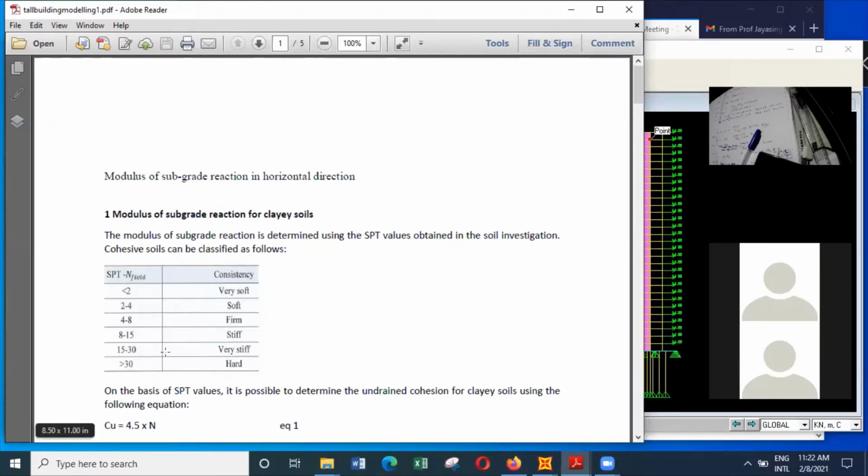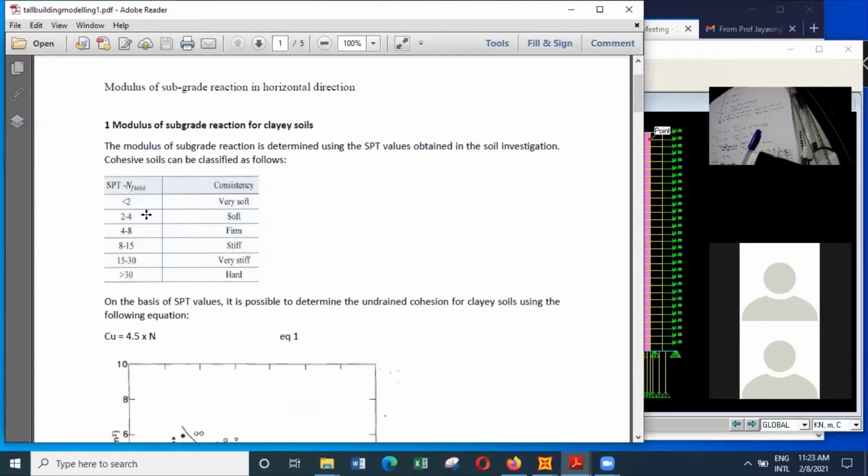so based on the SPT value, we can actually define it as very soft soil. If the SPT value is less than 2, it's a very soft soil. If the SPT is between 2 to 4, it's a soft soil. So these two can be considered as very weak soil. Then SPT is between 4 to 8. We might say, it's a weak soil, but a firm soil.